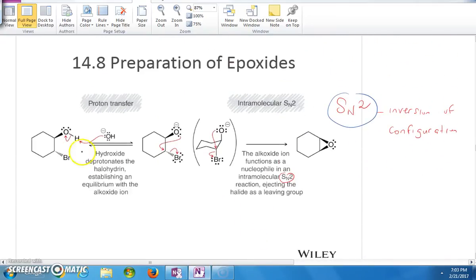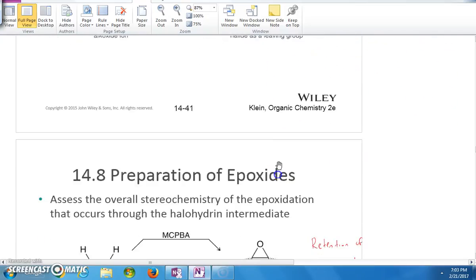How does this form? First of all, you have the base abstracting this proton, and once the proton is abstracted, the alkoxide acts as a nucleophile and then attacks via an SN2. So you have an intramolecular SN2 with the formation of the epoxide, which proceeds via an inversion of configuration, and thus we know is typical of an SN2 reaction.